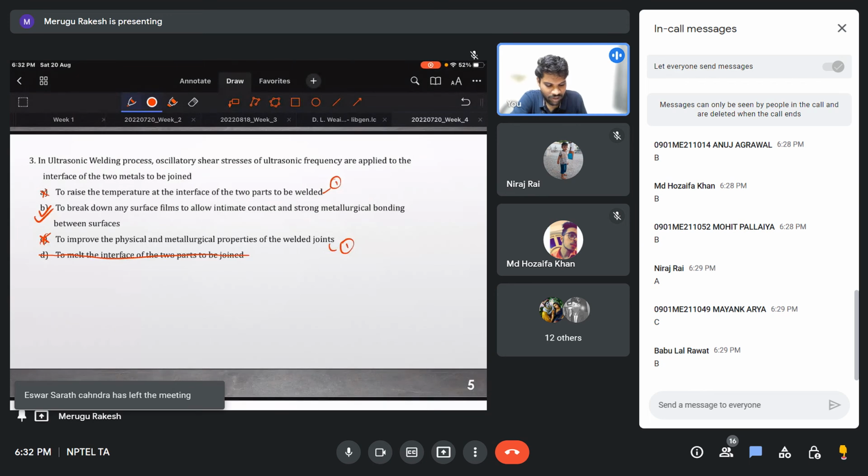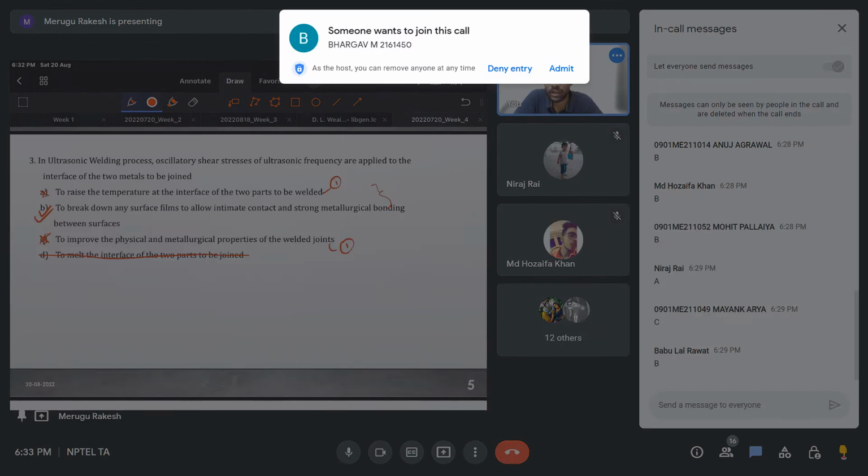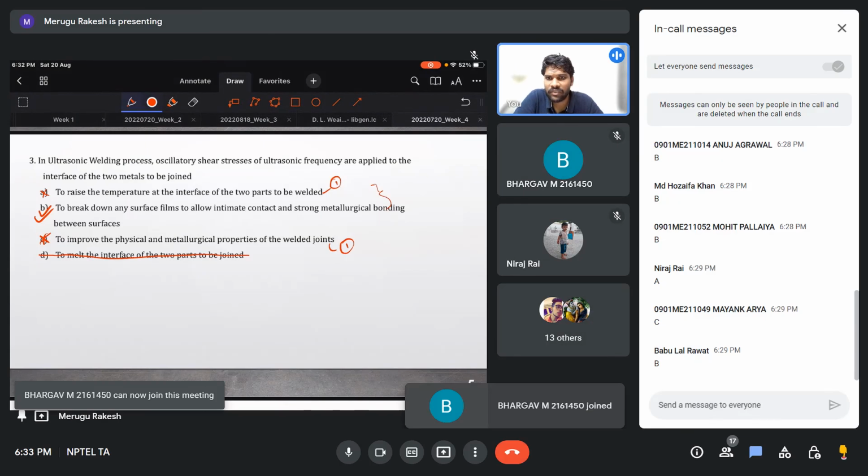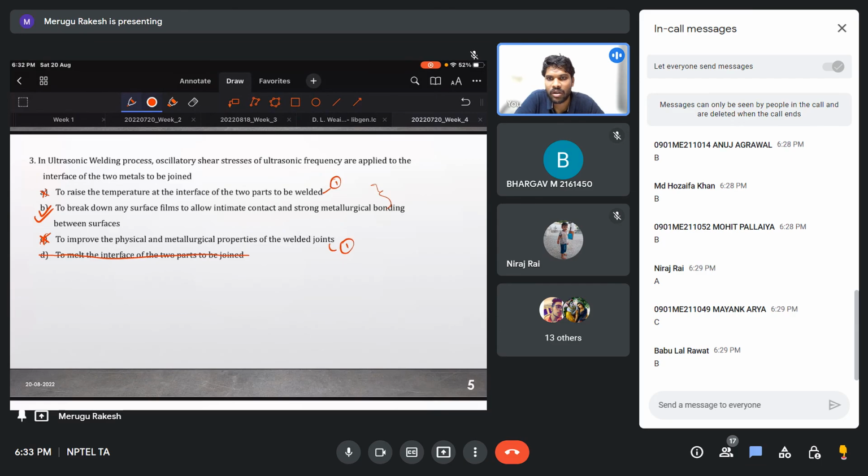So we are left with option A and option B. Option A is one of the byproducts you can say, but option B is the correct option. Most of you guessed the correct one. If there is any surface element, it will be broken down, and there is plastic deformation happening between the surfaces, and finally it results in interlocking and a good strong metallurgical bonding between two surfaces.